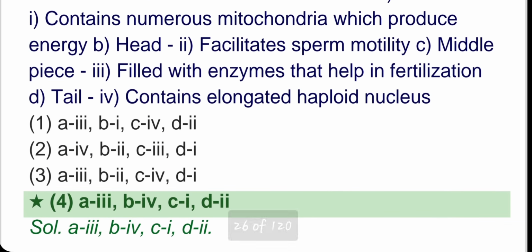So C is the middle piece, which is filled with mitochondria, which produce energy. C1. D is the tail, which facilitates sperm motility.